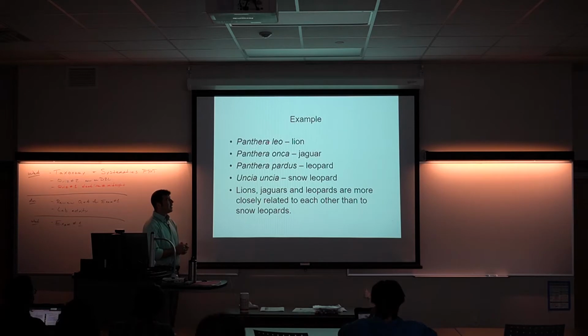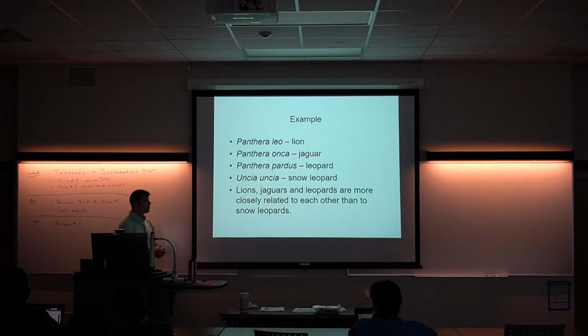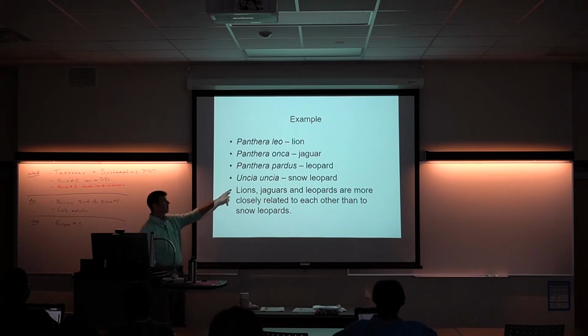We can see that the lion and the jaguar and the leopard are more closely related to one another than either of them are to the snow leopards. The snow leopards have their own genus, Uncia. So genus and species would be Uncia uncia. The other ones are Panthera leo or Panthera onca or Panthera pardus. Again, if they share the same genus, they're more closely related than organisms that have a separate genus.